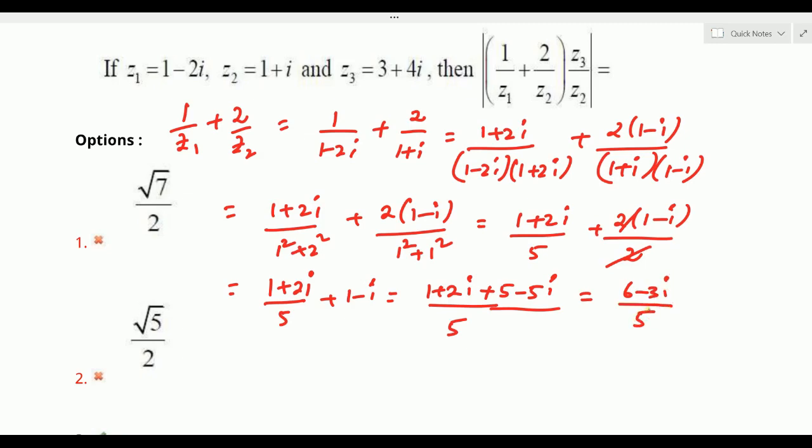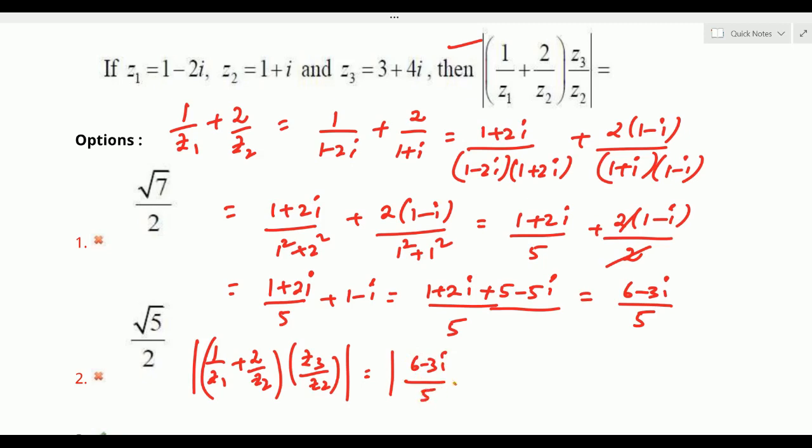This is the result of 1 by Z1 plus 2 by Z2. The result we need is the modulus of it. Now we have to use the modulus of (1 by Z1 plus 2 by Z2) of Z3 by Z2. So what result do you have to write? First of all, 1 by Z1 plus 2 by Z2, what you got? (6 minus 3i) by 5 into Z3, which is 3 plus 4i, and by Z2, which is 1 plus i.